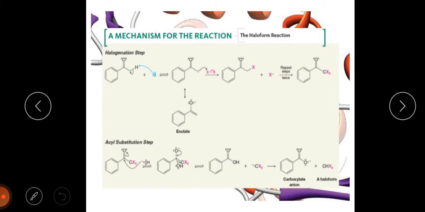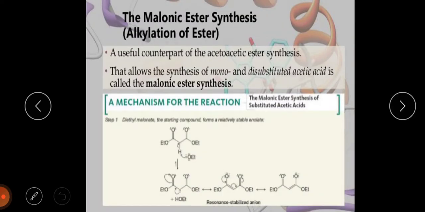The first step is the halogenation step and the second is the acyl substitution step. In the halogenation step, when we introduce the first halogen in the reaction, multiple halogenation will occur and that makes the remaining alpha hydrogens on the functional group more acidic, and the CX3 group bonded to the carbonyl can act as a leaving group. While in step 2, when hydroxide acts as a base, acyl substitution reaction occurs leading to the formation of a carboxylate anion and a haloform. We can see this. The next is the malonic ester synthesis.